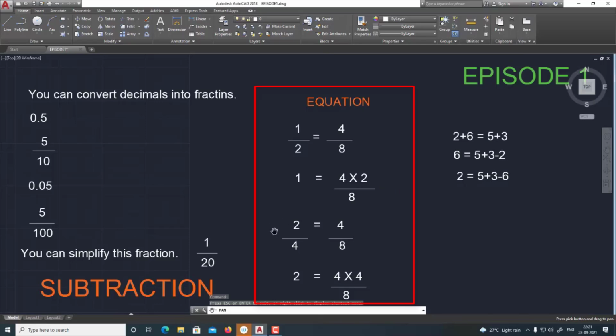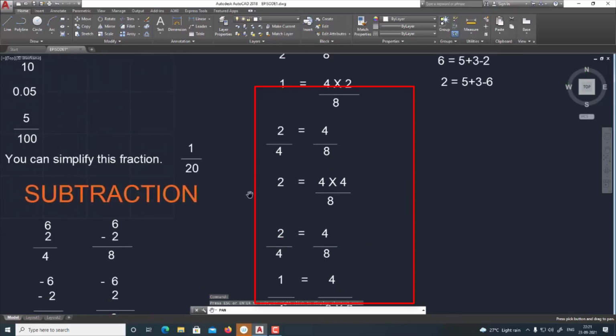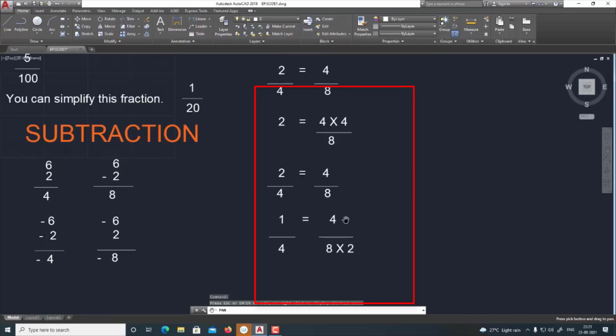Here, let's take another example. 2 by 4 is equal to 4 by 8. So, we like to take this 4 to the other side of the equation. So, 2 is equal to 4 into 4 by 8. In the equation 2 by 4, we want to take this numerator 2 to the other side of the equation. So, here this numerator 2 becomes denominator 2 and multiplies 8. In the place of 2, we will put 1. You cannot ignore this as in the previous case. So, 1 by 4 is equal to 4 by 8 into 2.